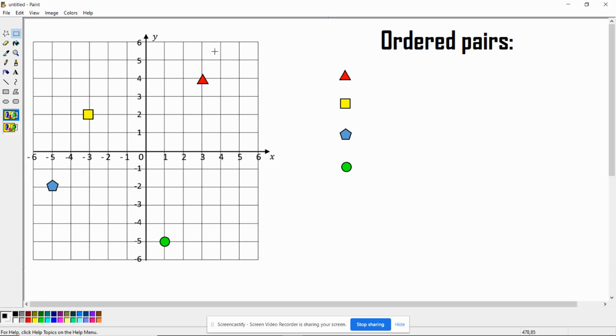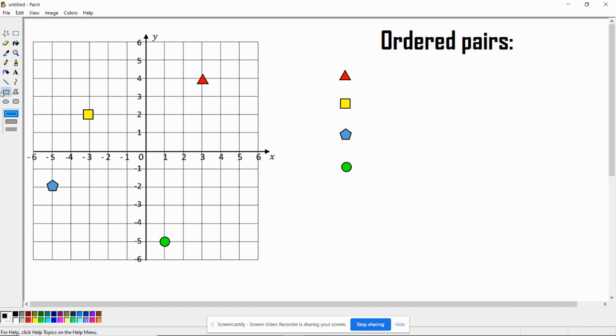This section is called quadrant 1. That's a fancy term for that section. This section here is called quadrant 2. Down in here is quadrant 3. And the green circle is located in quadrant 4. Again, this is real simple.